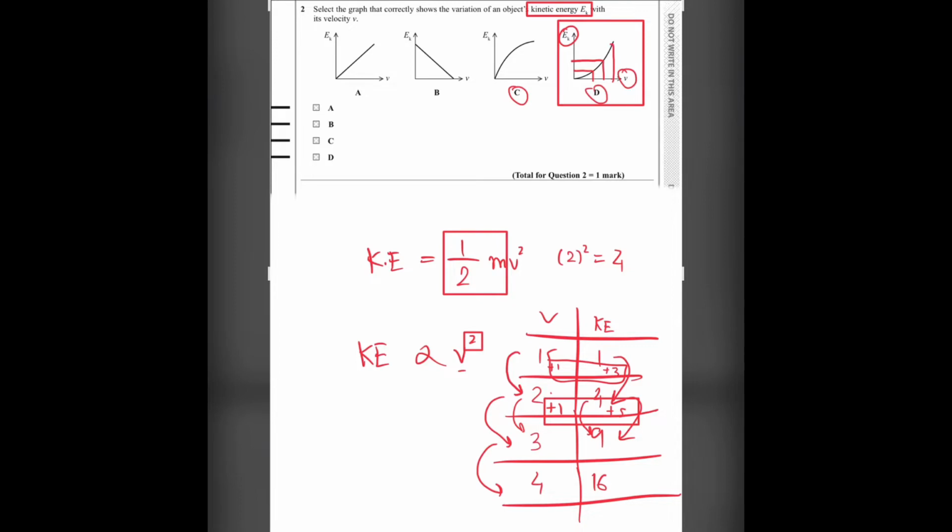So we can say that this length is greater than this length, since the increase in v is smaller than the increase in Ek. Same goes for here. So the answer to this question is D.